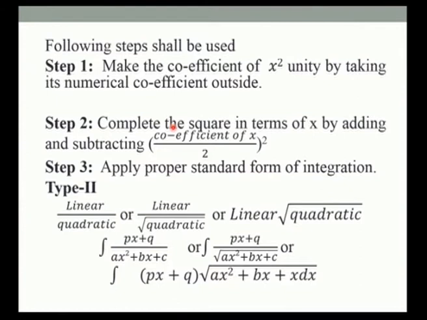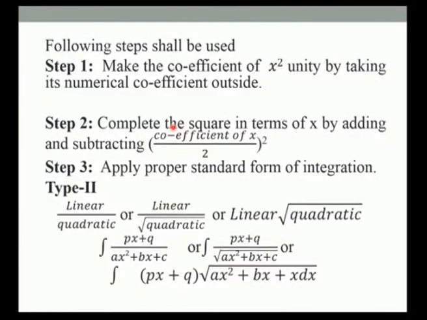We need to do an integration of type 1. Then we will get the required integrand in simplified form. Then we can apply a proper standard form of integration to complete the integration. This is the thing about type 1 of rational function.